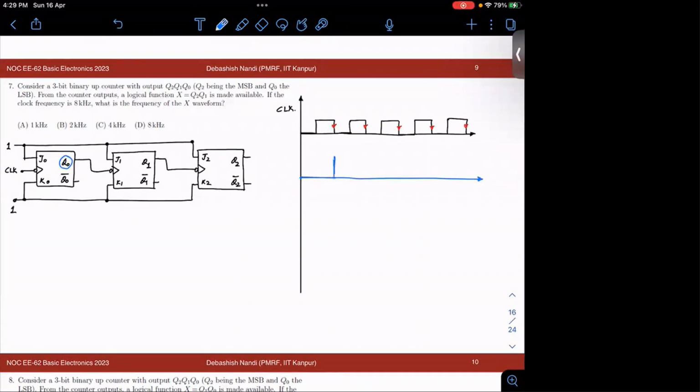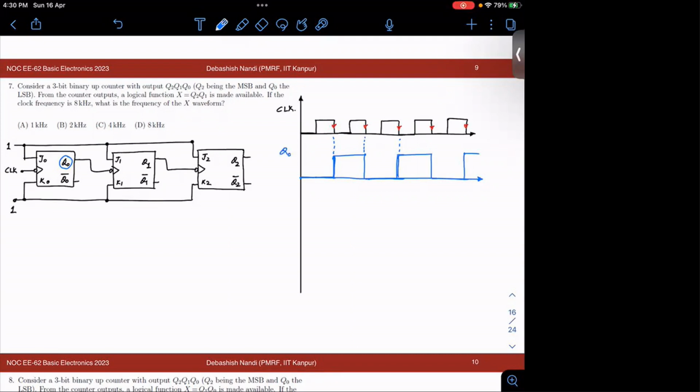Fine, and then again at the negative edge it will toggle. Then again at the negative edge it will toggle up, then toggle down, then toggle up. Okay, so this is your Q0.